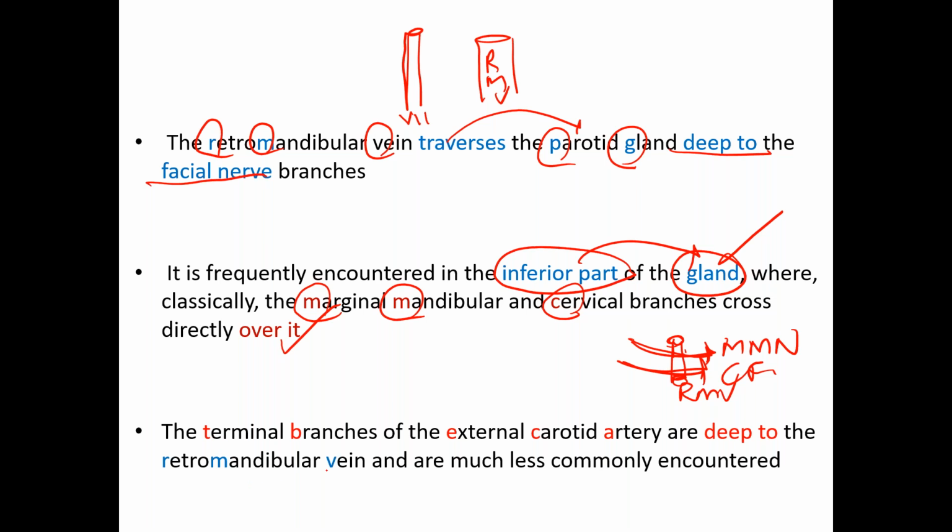The terminal branches of the external carotid artery lie deep to the retromandibular vein.